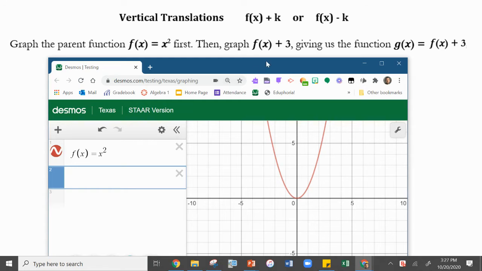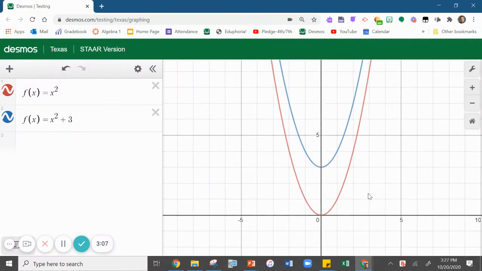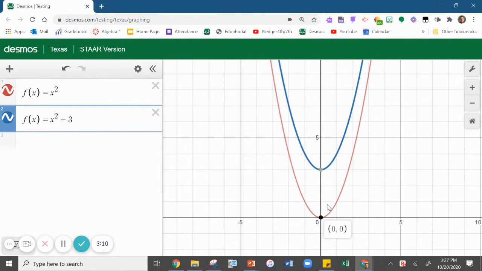Now on the second line, let's graph f of x equals x squared plus 3. What changed is this k. If we have a positive case, something happens. If we have a negative case, something happens. In this case, we have a positive k. We're going plus 3. Let's take a look and see what happened. I'm going to turn this one off, and I have the red here showing the parent function. It goes through 0. And then this one, what happened? Well, it just shifted up 3 units. We were at 0, now we're at 3.